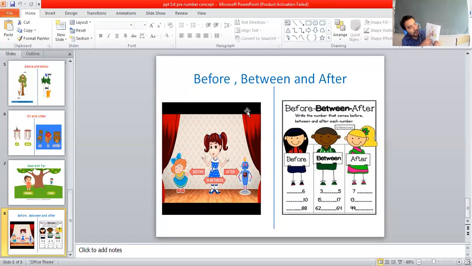Papa, son and grandpa, three members are standing in the figure. So we can say grandpa is standing before papa. Son is standing after papa. So I already told you, the doll is before the girl.